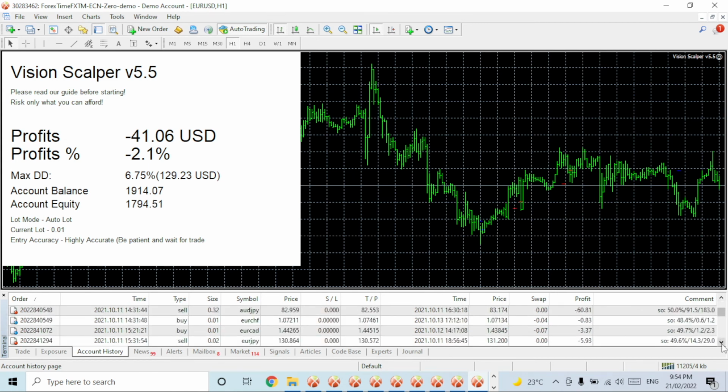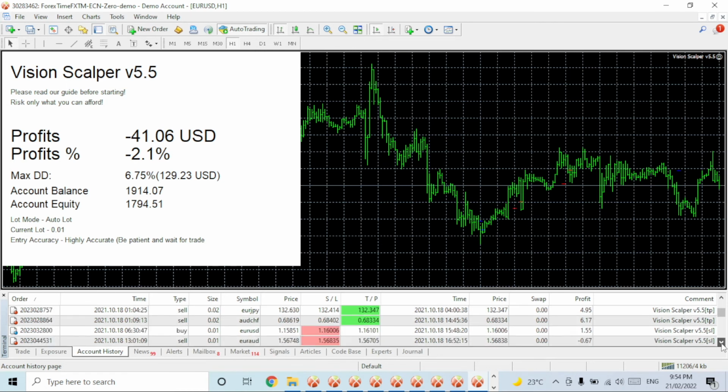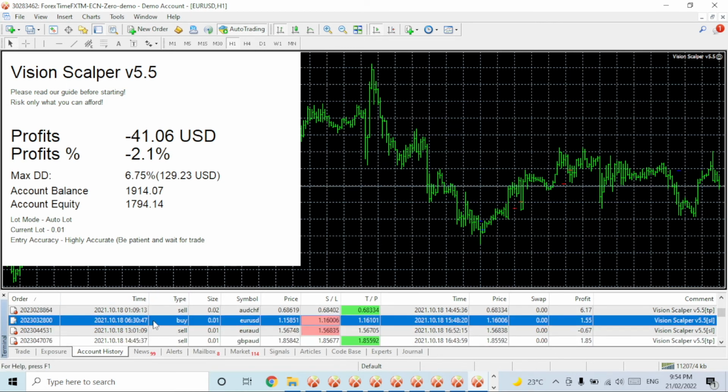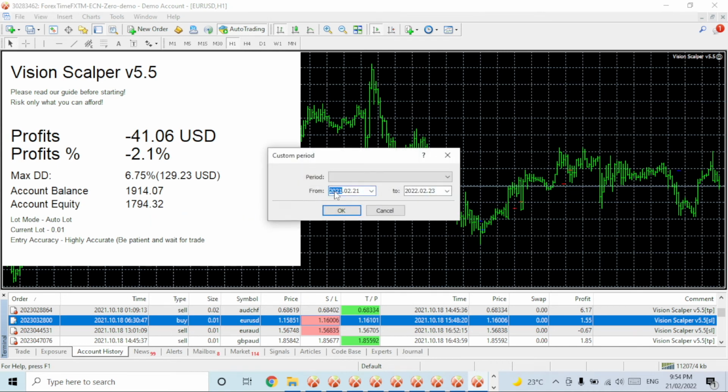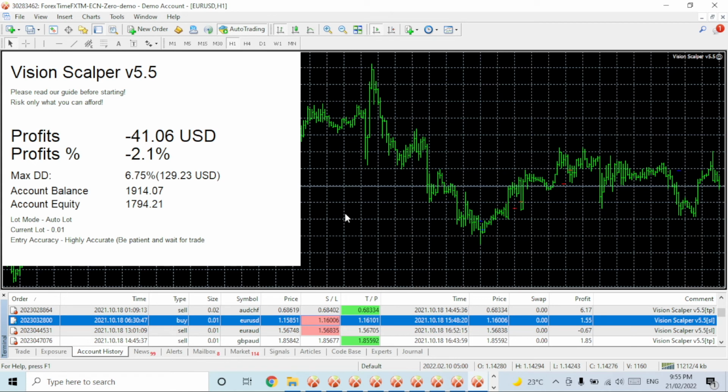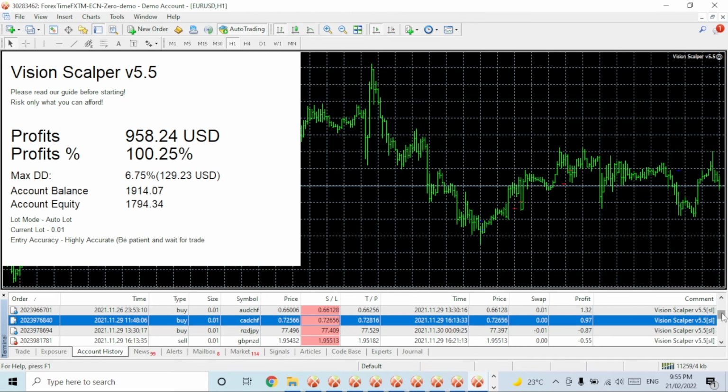We started it with Alpha GI, and then we've got Vision Scalper here. If we go back to here, I put 1,000 in on the 17th of the 10th. Now the 18th of the 10th, I'll start it on the 19th, because sometimes it's a bit silly. 2021, 10, and we'll go 19. We'll see if this changes. Right, there we go. So profit is $958 since I started this robot, pretty much.